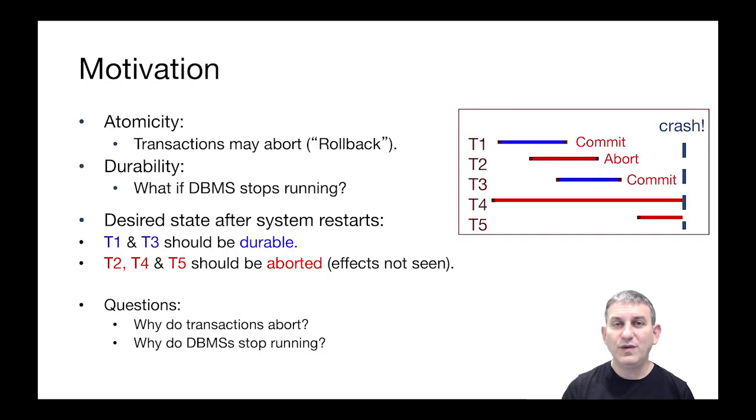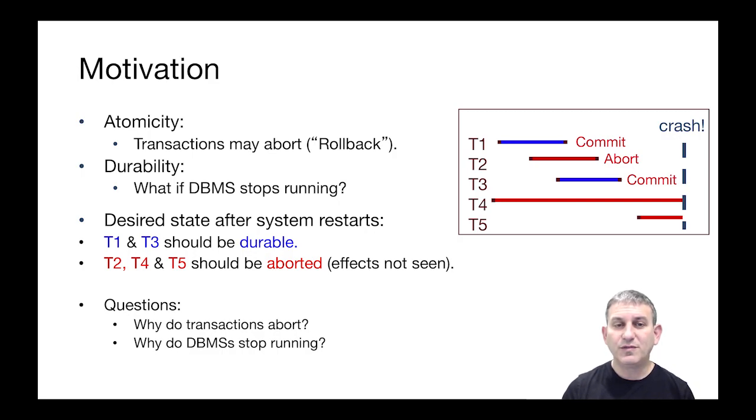Some motivation for why we need a recovery manager, both for atomicity and for durability. On the right-hand side, you can see a schedule with time going from left to right and 5 transactions T1 through T5. T1 and T3 commit before the system crashes. T2 explicitly aborts before the system crashes. T4 and T5 are still running at the time of crash. So for atomicity, we want to make sure that transactions that explicitly abort, like T2, are able to do so. We also want to make sure that transactions like T4 and T5 that did not commit are abortable during recovery.